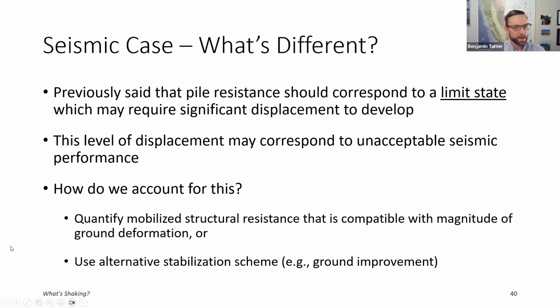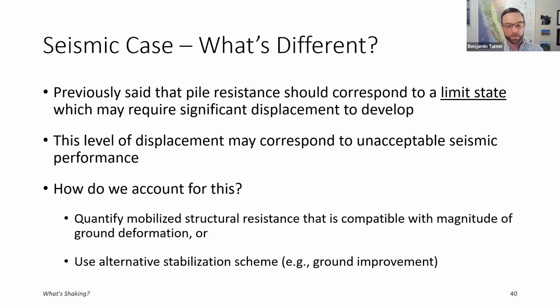I previously said that the pile resistance, the mobilized pile resistance used in your slope stability analysis, should correspond to a limit state. And we should recognize that this may require significant displacement to develop. So even in the case of the example I showed several slides ago, where the ground moved about a foot, maybe 14, 15 inches to form the flexural limit state, the pile was also moving that much. And that pile supported a bridge abutment in that case for that actual project.